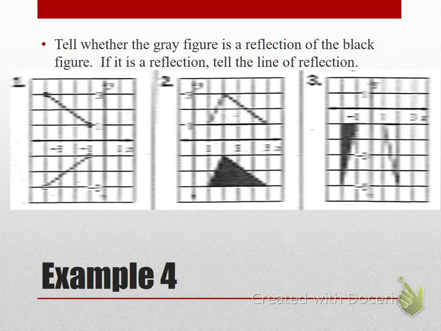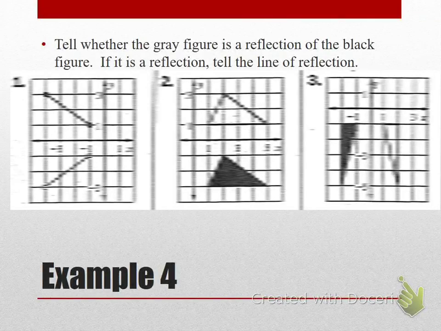Tell whether the gray figure is a reflection of the black figure. Now, these might not look gray. They might just look like clear or white and black. If it is a reflection, tell the line of reflection. Okay. So we're just asking, do we see a reflection here? If so, what's the line of reflection?